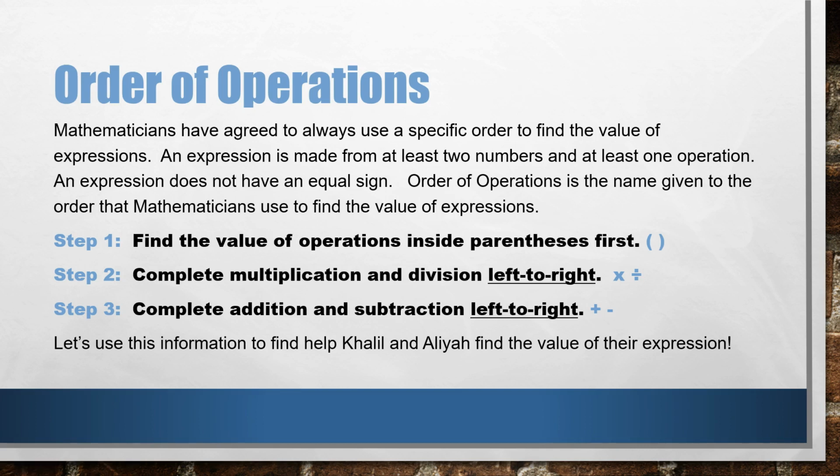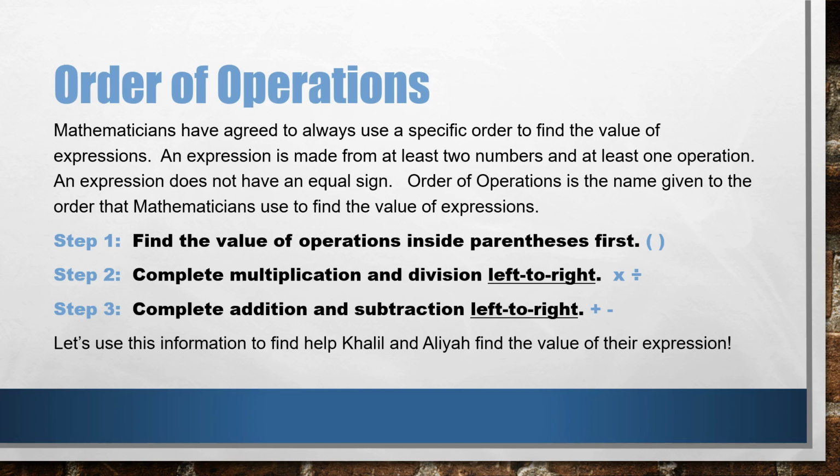Order of operations. Mathematicians have agreed to always use a specific order to find the value of expressions. An expression is made from at least two numbers and at least one operation. The operations are addition, subtraction, multiplication, and division. An expression does not have an equal sign. Order of operations is the name given to the order that mathematicians use to find the value of expressions.